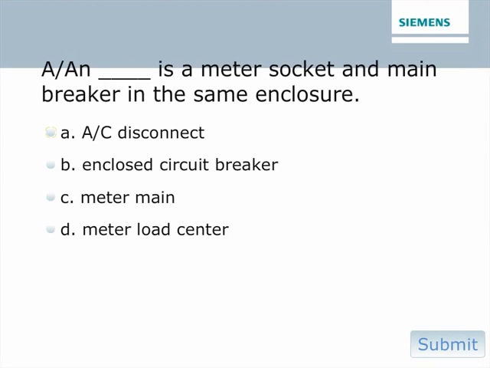Section 3 is complete. Time for another knowledge check. Question 1. A/an blank is a meter socket and main breaker in the same enclosure. Is it A, AC disconnect, B, enclosed circuit breaker, C, meter main, or D, meter load center?